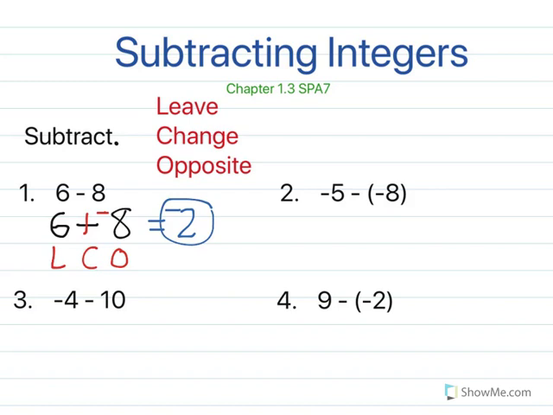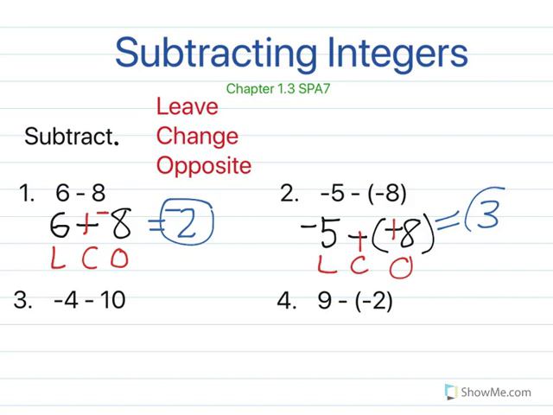So again, let's try this next problem. I have negative 5 minus negative 8, right? So I'm going to leave, change, opposite. And so now I have negative 5 plus positive 8. I have 5 negatives, 8 positives. There's more positives. How many more? 3 more. So my answer is 3. Let's try our next one.